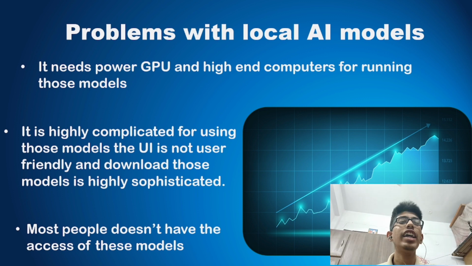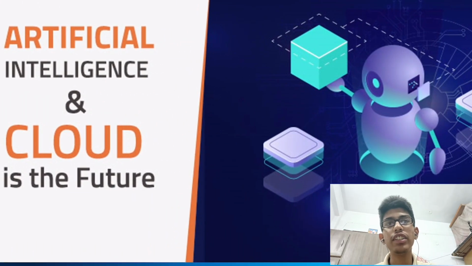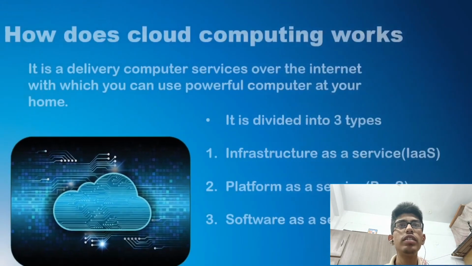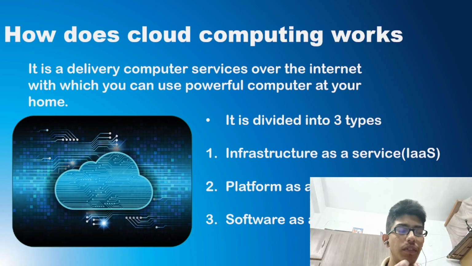And then I came across the idea of using artificial intelligence along with cloud computing. Cloud computing is basically the delivery of computer services over the internet, and it is divided into three subcategories: infrastructure as a service, platform as a service, and software as a service. For this particular solution we are going to use SaaS, software as a service.